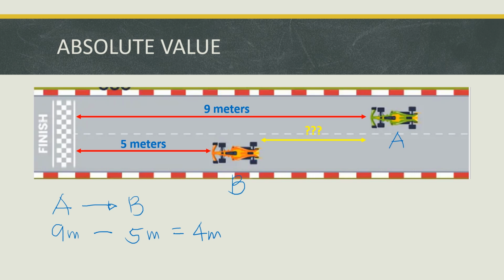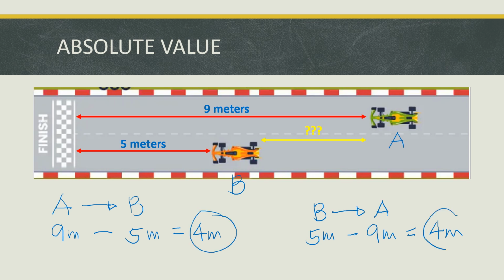But how about if we're going to get the distance from car B to car A? Car B is 5 meters away from the finish line and car A is 9 meters away from the finish line. Then their distance is still 4 meters, meaning car B is 4 meters ahead of car A. So we get the same distance, whether we're going from car A to B or car B to A.